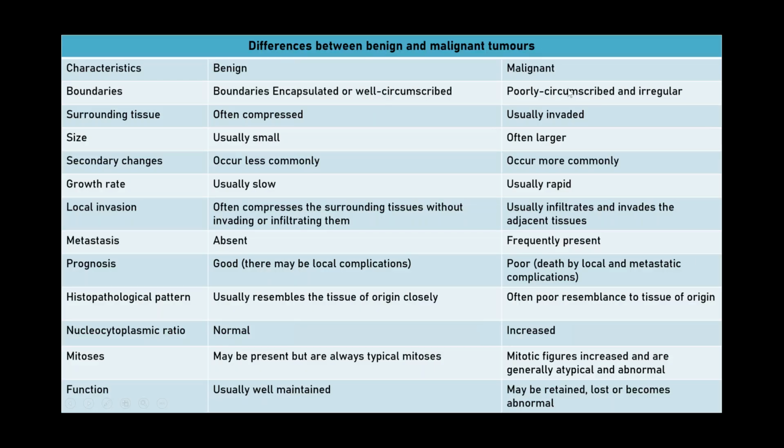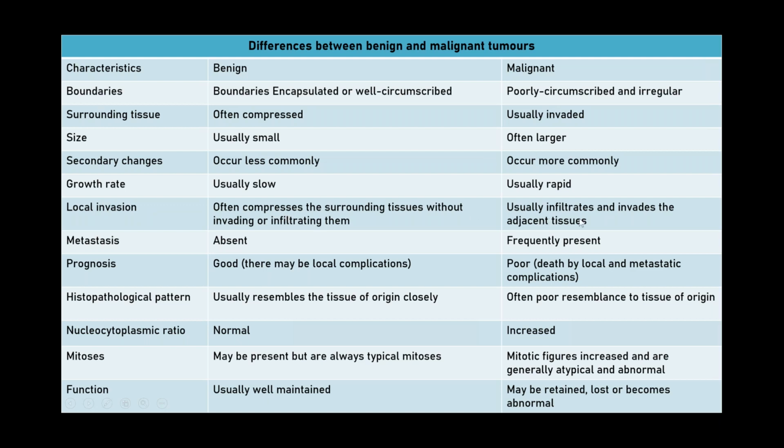So, the difference between benign and malignant tumors. The benign tumor's boundaries are encapsulated or well circumscribed, and in malignant tumors the boundaries are poorly circumscribed and irregular. The surrounding tissues in benign tumors are often compressed, while malignant tumors usually invade. The size in benign tumors is usually small and often larger in malignant ones, and secondary changes occur less commonly in benign and more commonly in malignant tumors. And what about the growth rate? In benign it is usually slow and in malignant usually rapid. So this is characteristic of malignancy.